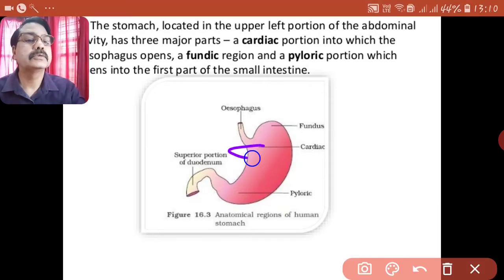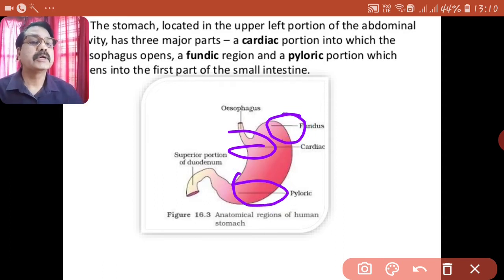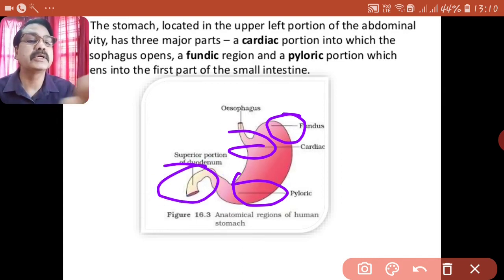So here you can see the cardiac portion. Okay, three major parts: one is the cardiac portion, then the fundus region, and the pyloric portion. This is the fundus and this is the pyloric portion, which opens into the first part of the small intestine. This is the first part of the small intestine, the duodenum. Duodenum is the uppermost part, the first part of the small intestine.